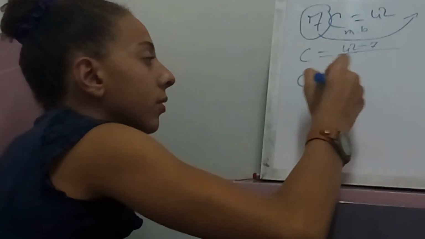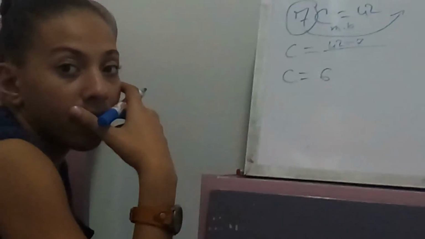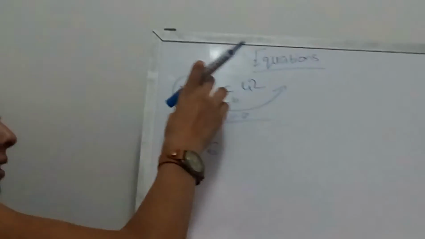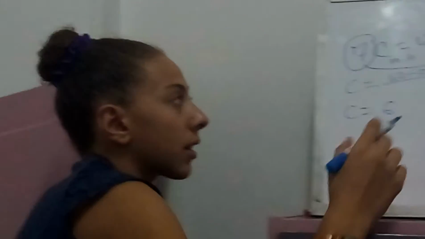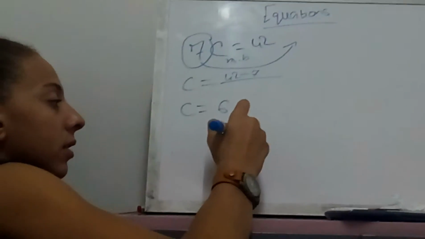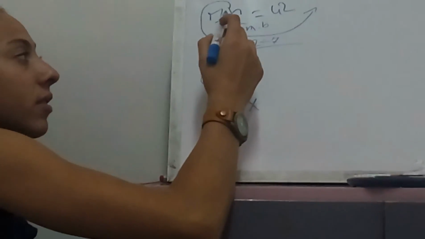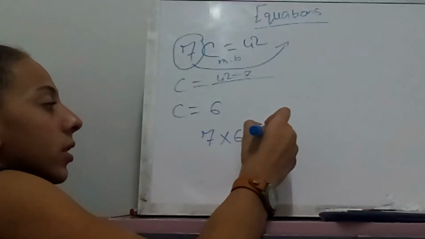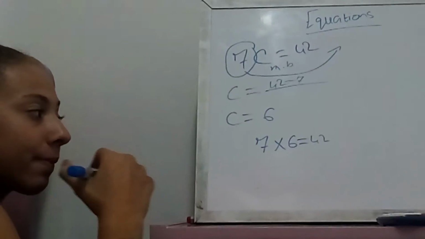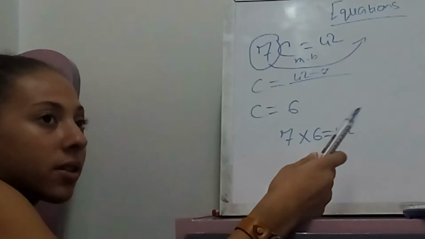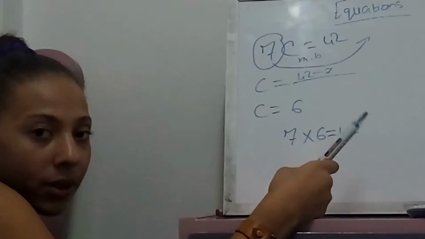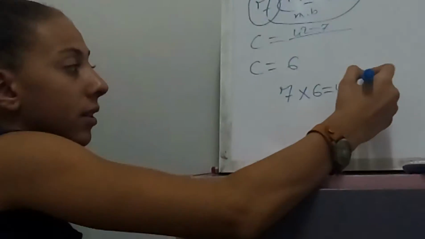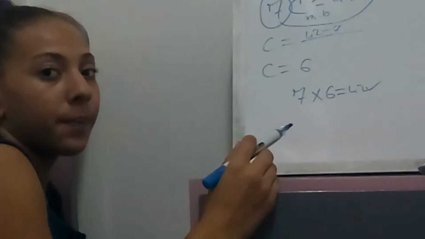C equals 6. Well, how do we know if we're right or wrong? We said we'll check. Then how do we check? We replace the C with 6. We said 7C is multiplication, so it will be 7 times 6 equals 42. And because we're memorizing the times table, we know that 7 times 6 is 42. This answer is like this answer. Okay?